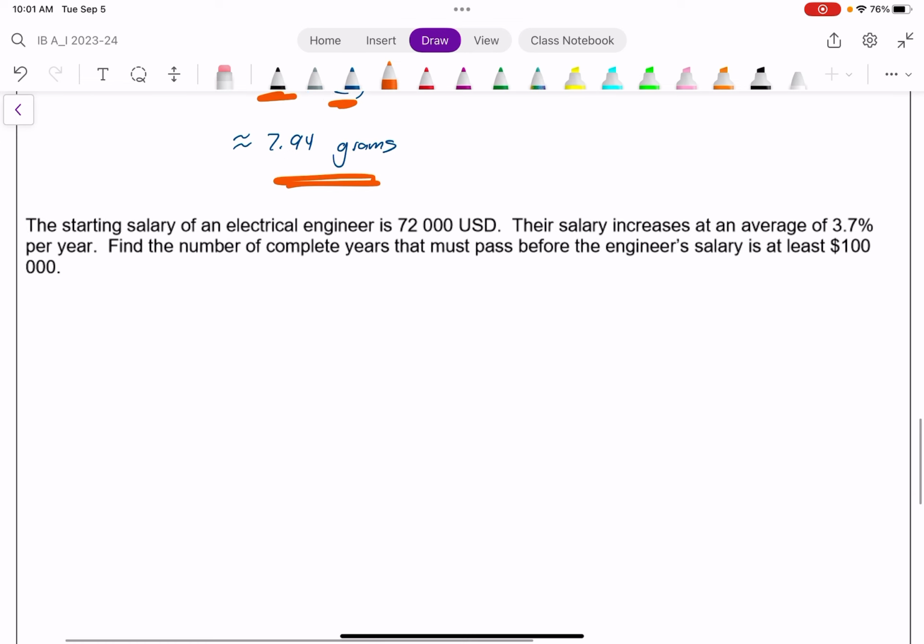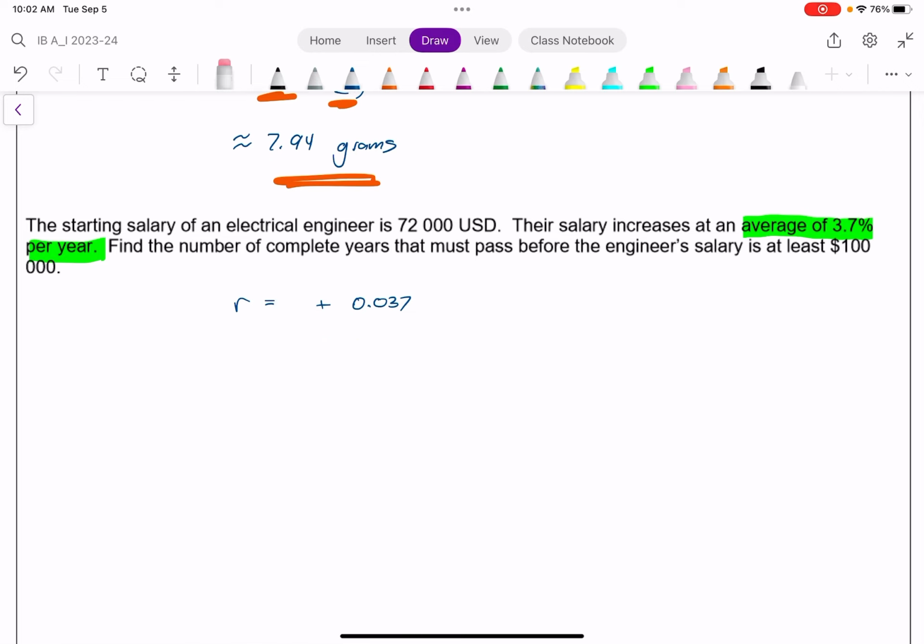Right, so the last question. The starting salary of an electrical engineer is $72,000 US, and on average, their salary increases at a rate of 3.7% per year. So going back to the first question, I can think about my rate of growth being 1 plus 0.037, which just means all the money we had before, 1 as a percentage is 100%. 100% plus 3.7% is what we're really doing here.